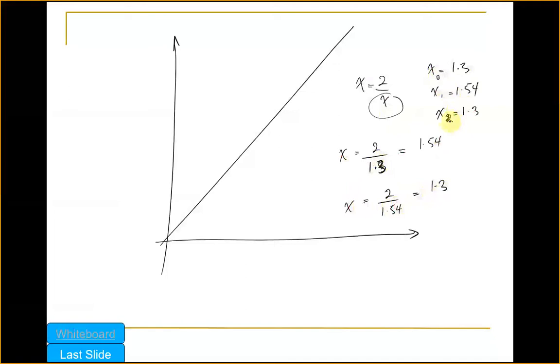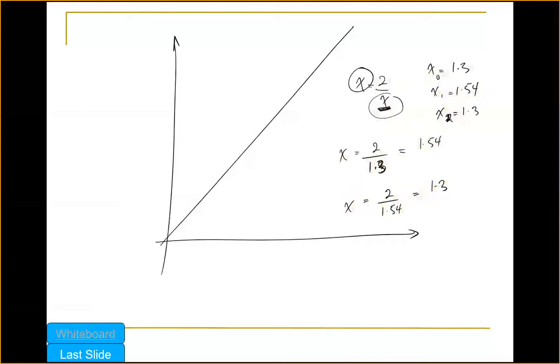Of course, you realize this is just going to be oscillating, right? Between two values. What fixed point iteration does, though, is that it says sometimes when you plug in your value here, your answer is closer to the true answer.